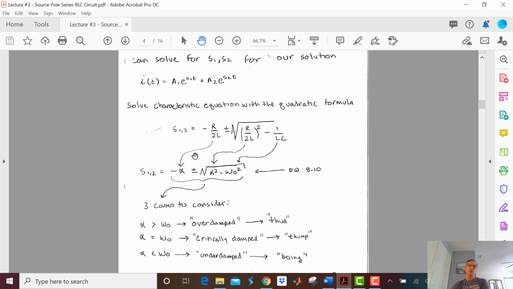s1 and 2 are going to be minus r over 2l plus or minus the square root of (r over 2l) squared minus 1 over LC. I'm going to call r over 2l alpha. And this business in here, well, we already know r over 2l is alpha, so it's alpha squared. I'm going to call this omega naught squared.